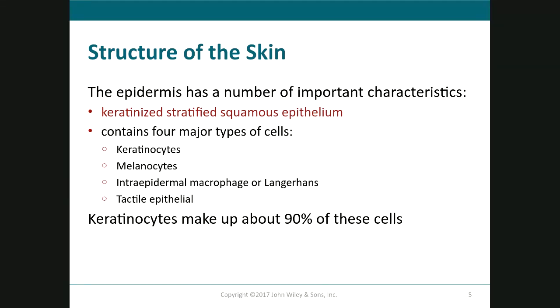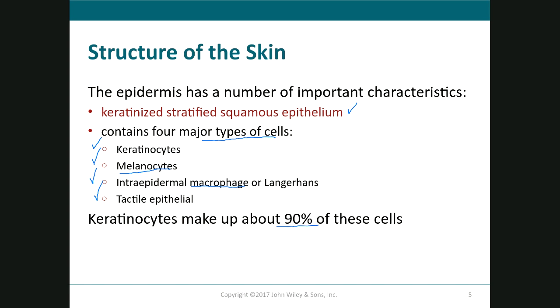So we talk about the epidermis, which is keratinized stratified squamous epithelium. It has four types of cells, which we'll go into each of these in detail. Keratinocytes, which most of the cells in the epidermis are keratinocytes. It has melanocytes, which are responsible for our skin color. There's intraepidermal macrophages, also called Langerhans cells, which are immune cells, and there's tactile epithelial cells, which make the skin very sensitive. So most of the cells are keratinocytes.